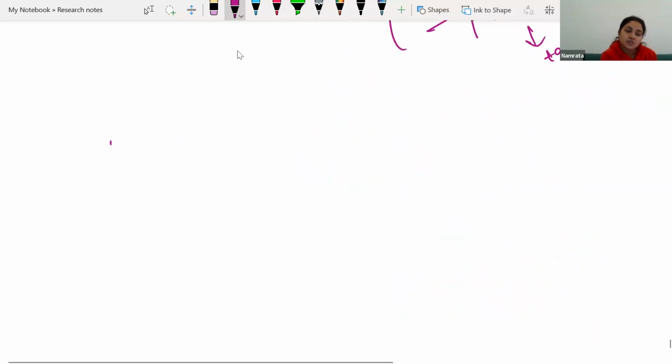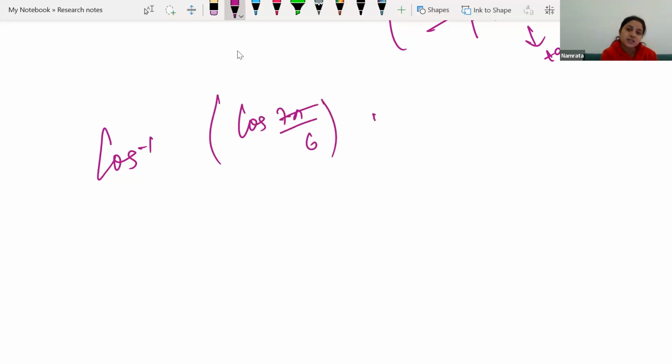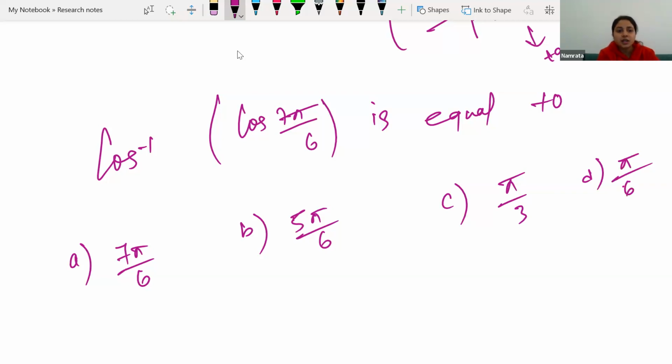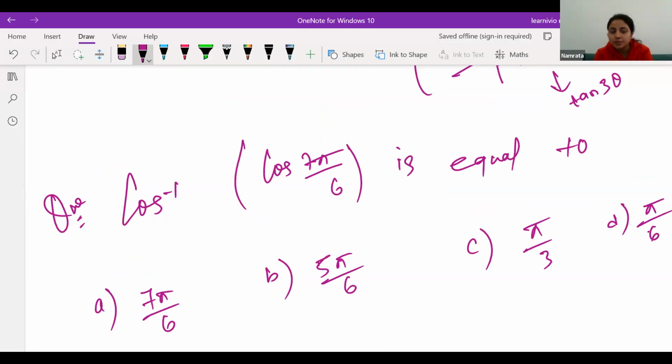Now there is one question which says cos inverse cos of 7 pi by 6 is equal to, this is an MCQ question. Option A 7 pi by 6. Option B 5 pi by 6. Option C pi by 3. And option D pi by 6. Which option is the correct option? Anyone?